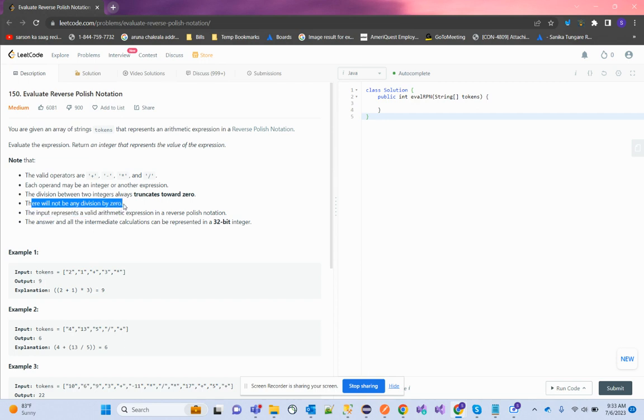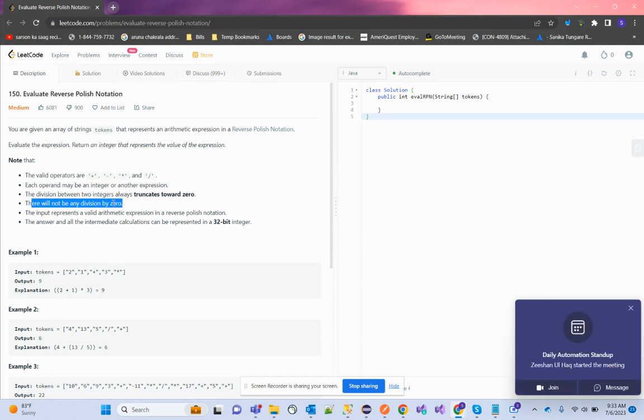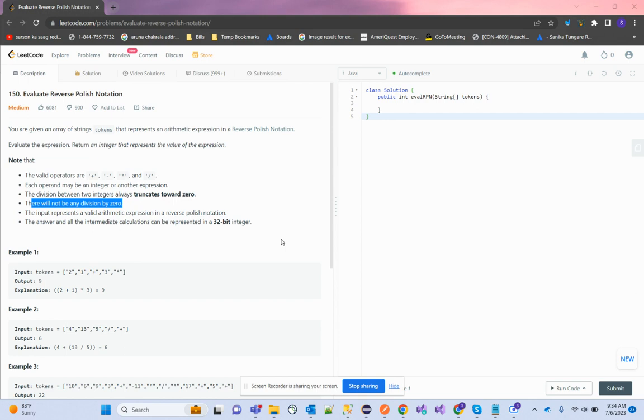This is one thing: if it is not written, then you can ask whether there will be any division by zero. The input is a valid arithmetic expression in reverse Polish notation. Whatever input we get is a valid expression, not an invalid one. The answer and the intermediate calculations are in 32-bit integer, so the answer will be in integer format.